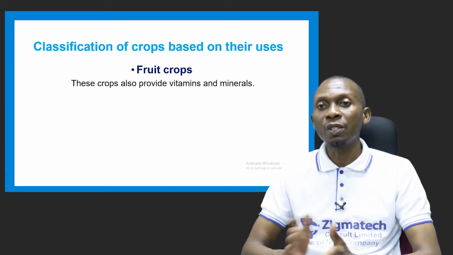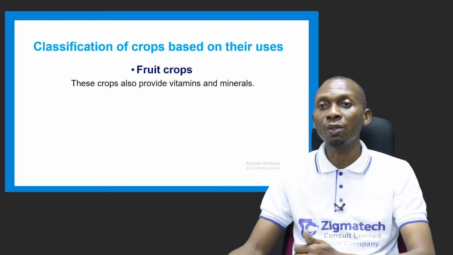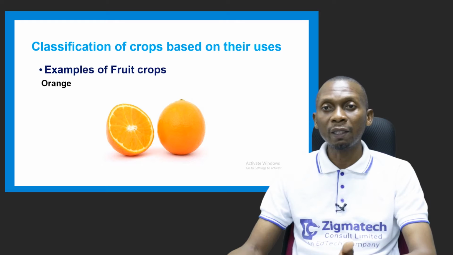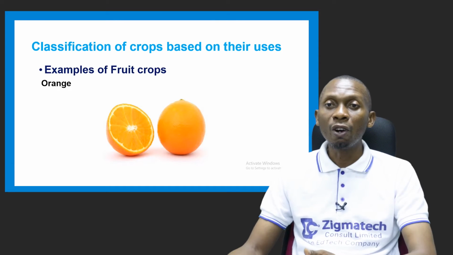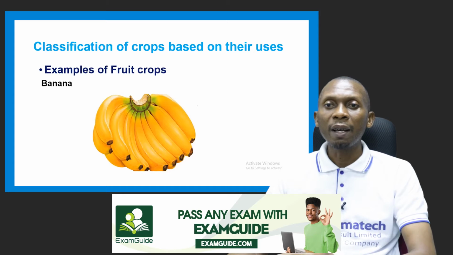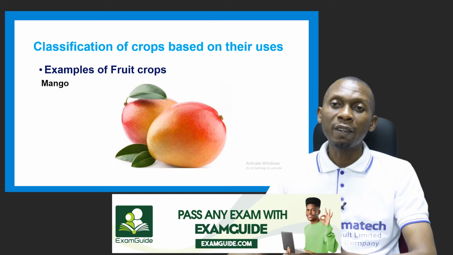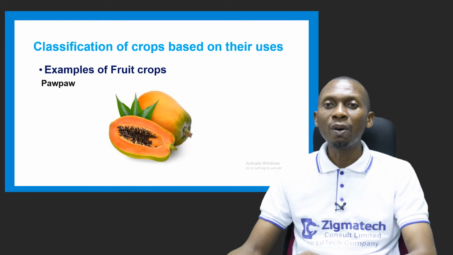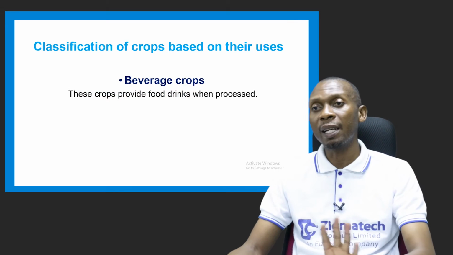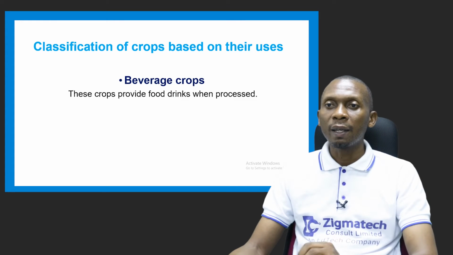Now, fruit crops. Based on their uses, we have crops that are referred to as fruit crops. They help to provide us with vitamins and minerals as well, just as vegetables do. We have the orange, Citrus sinensis, or Citrus species, because we have different species of orange. Banana, Musa species. We have pineapple. We have mango, Mangifera indica. We have pawpaw, Carica papaya. We have cashew. Those are examples. There are so many other fruits, but these are just a few examples of fruit crops.